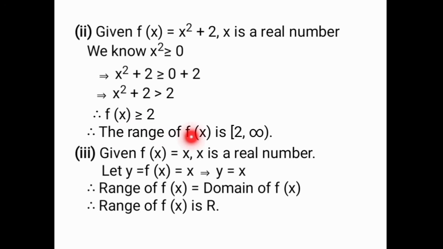So the range of f of x is greater than or equal to 2, meaning starting from 2, 3, 4, 5, and so on up to infinity. Infinity is always open, and starting from 2 we use a closed bracket. So 2 comma infinity is the answer. This is the range of the second question.